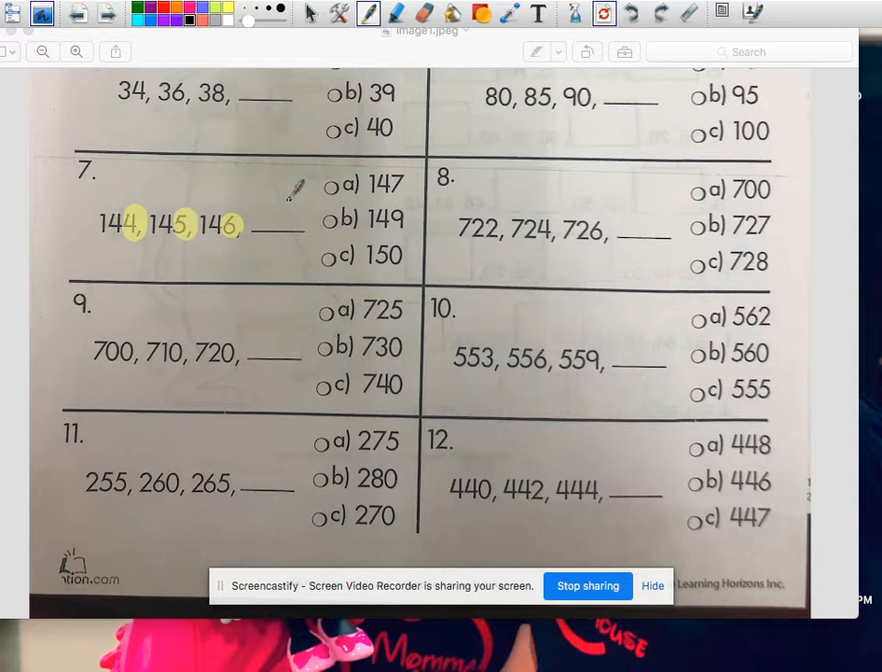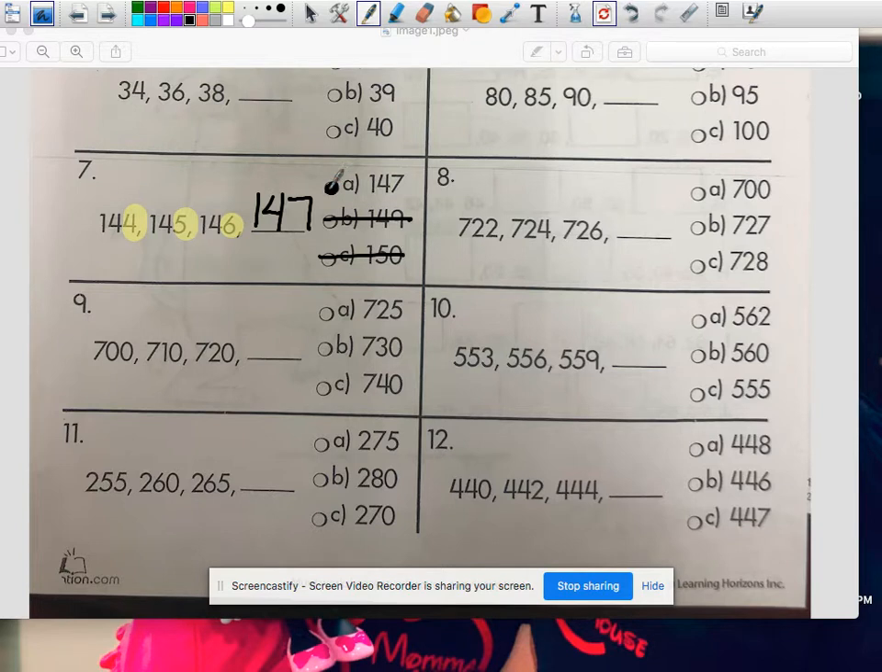4, 5, 6, 7. Now, test taking skill, I know it's got to end with the 7, so that eliminates option B and C, only leaving A, but let's make sure. 144, 145, 146. This one should be 147.